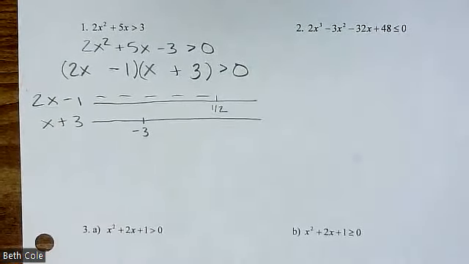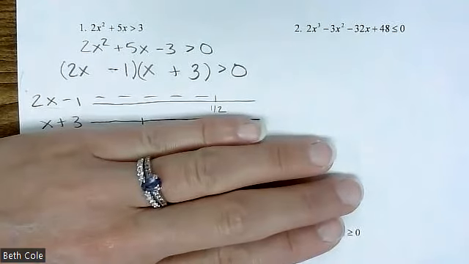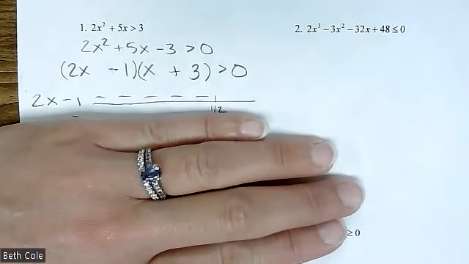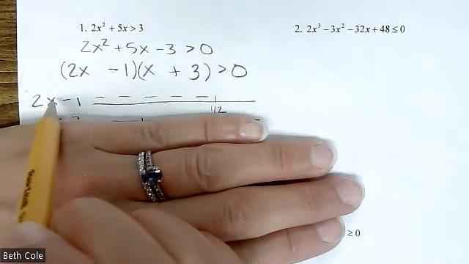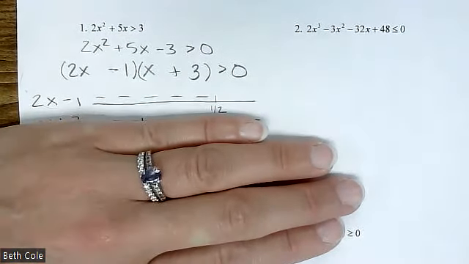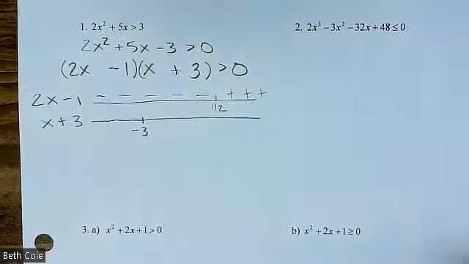Can you give me a number bigger than 1/2? 1 is an excellent choice. All right, you can pick 0 and 1. That's what you want to do. If you plug in 1 for x right here, 2 times 1 minus 1, the result is positive. That section is going to be positive.